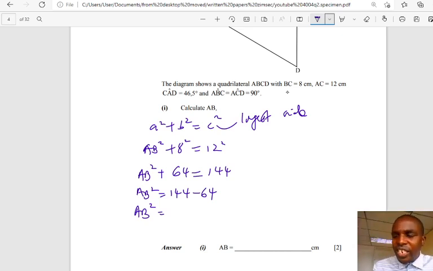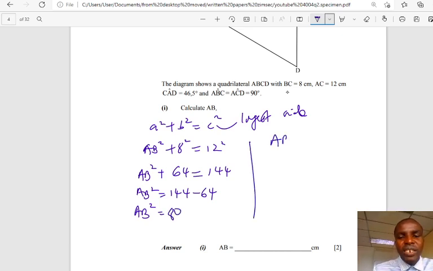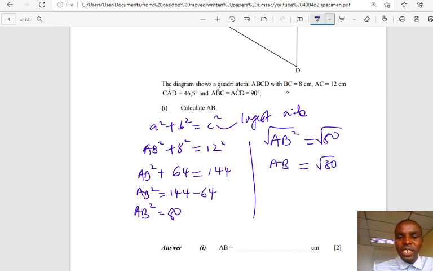So it's 80. So now AB squared is 80. Let me write it here. Then to remove the square, you put square root on both sides. It will be AB is equal to root of 80. Let's just leave it like this.